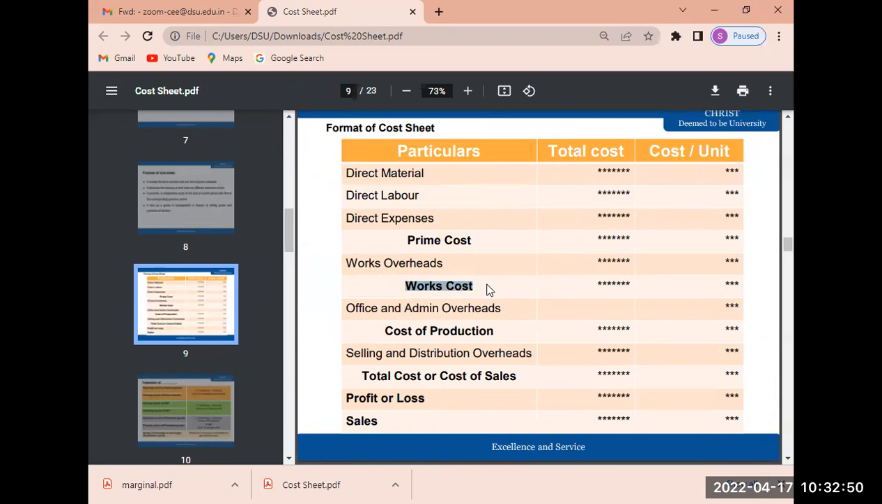Prime cost plus total of works overheads plus opening stock of work in progress minus closing stock of work in progress is equal to works cost. Okay.